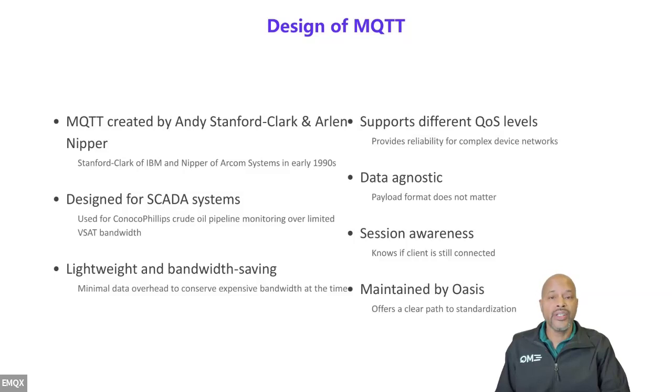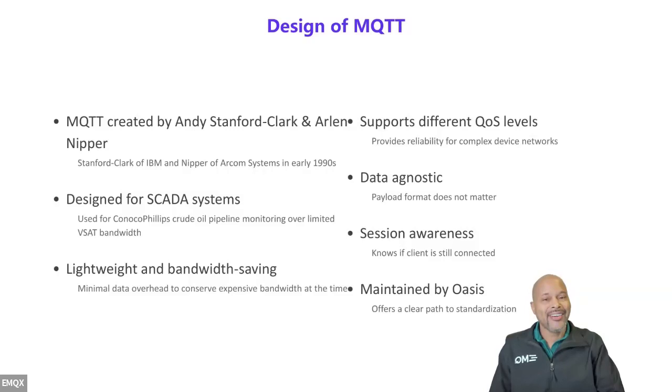MQTT also needs to be data agnostic. And so what does that mean? That means we don't care what's in the pipe. We don't care what the payload is. That payload can be a picture, it can be a short video snippet, it can be JSON. So that payload doesn't matter.